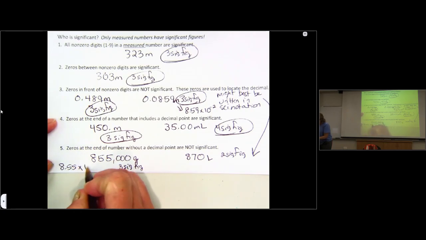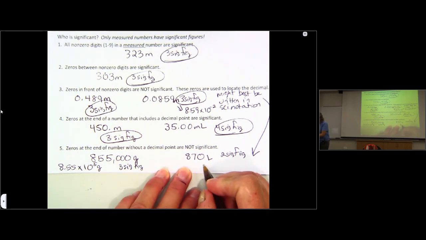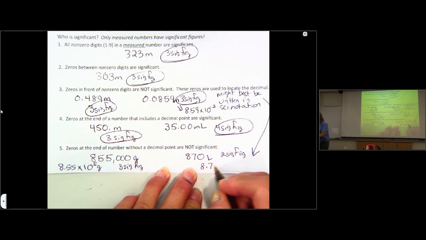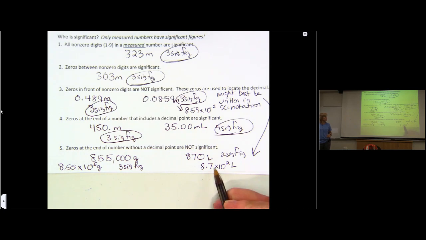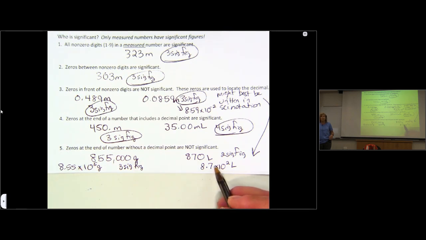8.55 times 10 to the what? 5th grams. Good job. And this would be what? Times 10 to the 2nd liters. Good job. Do you put the 0? This is where people often mess up on this one. Now, the big one, they won't put those zeros, but here they want to put the 0. Don't put the 0. Why not? Because it is not significant.